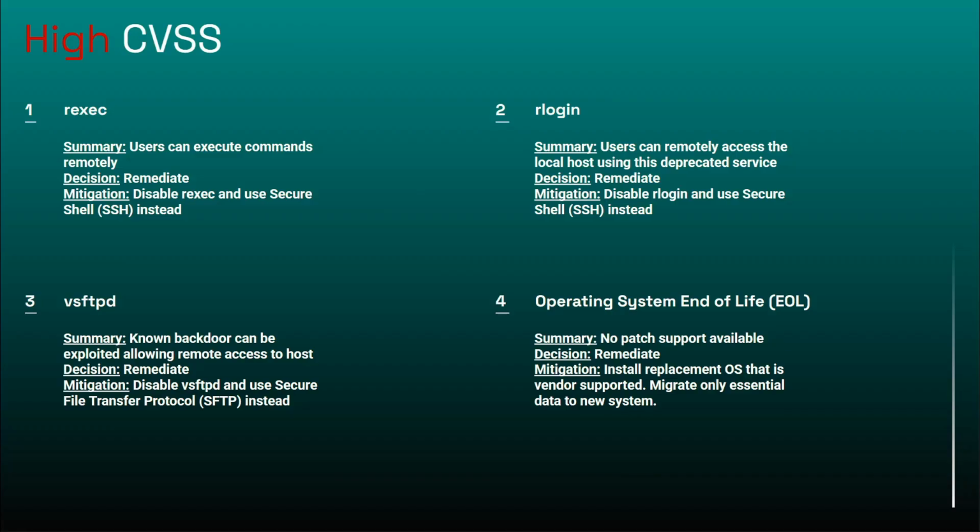Secure Shell provides a secure and encrypted tunnel for remote communication on unsecured networks. Second, remote login is a service that allows users to access systems remotely. This particular vulnerability allows a malicious actor to log in without needing any credentials.